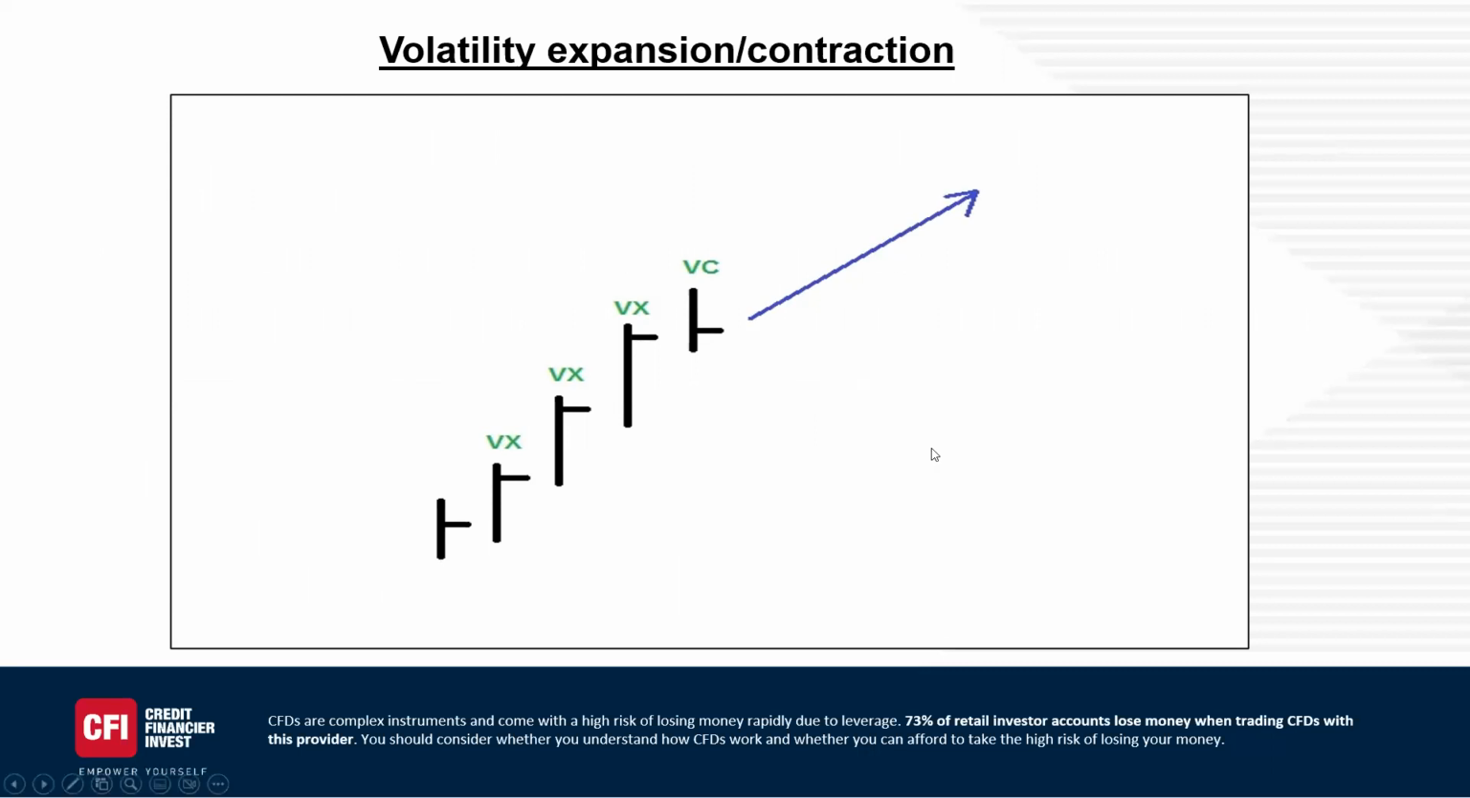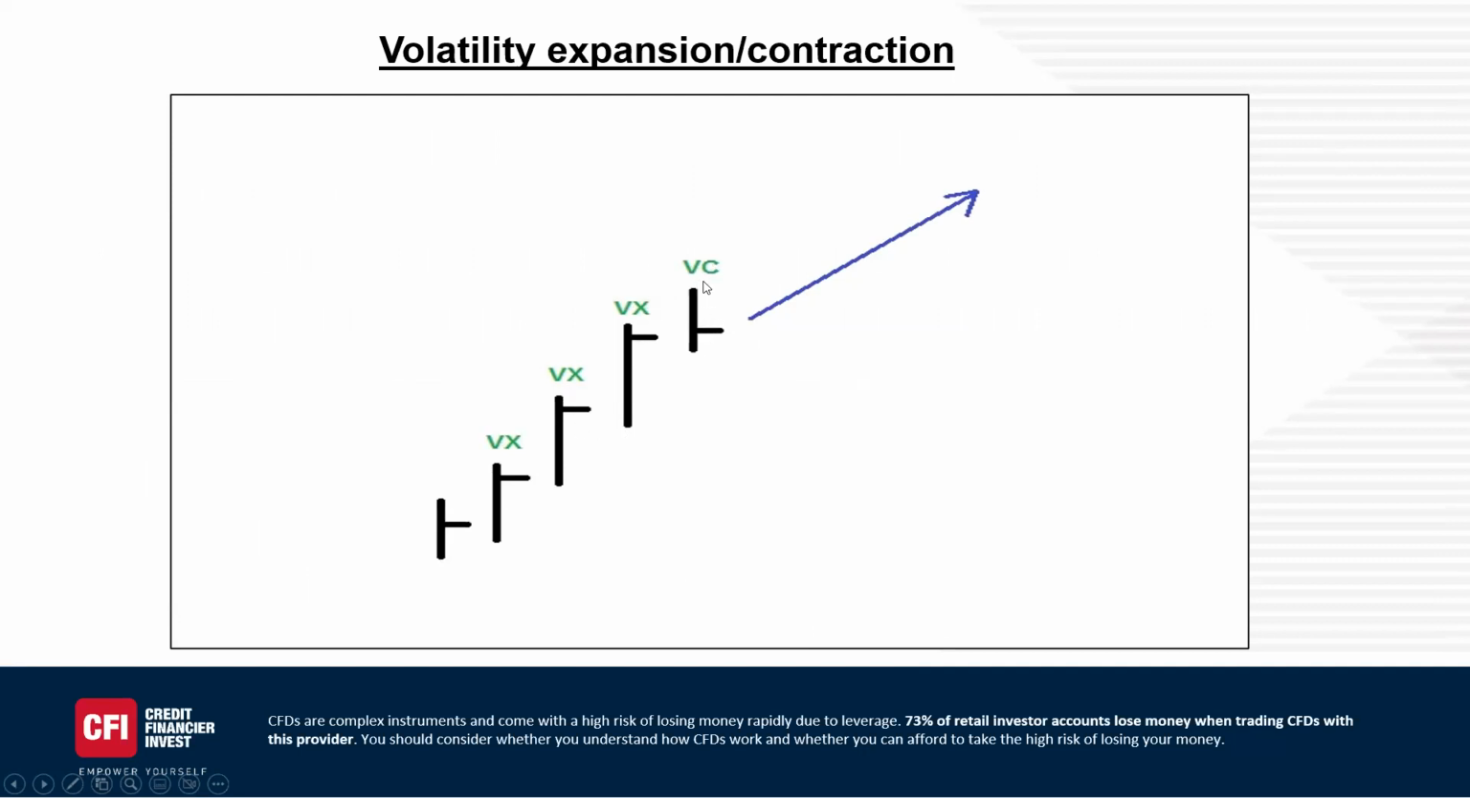What we've got here is a little bar chart, a series of price bars. You can see the trend of the price bars is up. I've labeled the bars which are showing volatility expansion as VX and the bar which shows volatility contraction as VC. As the market moves higher, on each of these bars we tend to get higher ranges than on the bars which are counter trend.